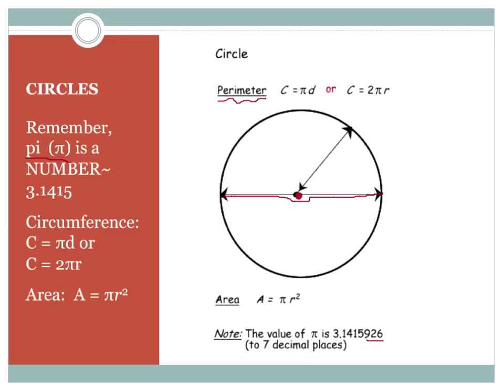The radius starts at the center and touches any edge of the circle, and the radius is also half of the diameter. So a perimeter can be considered pi times diameter, or 2 pi r. 2r is the diameter part, and there's the pi. Area then is pi r squared, taking our radius, squaring it, multiplying it by pi.